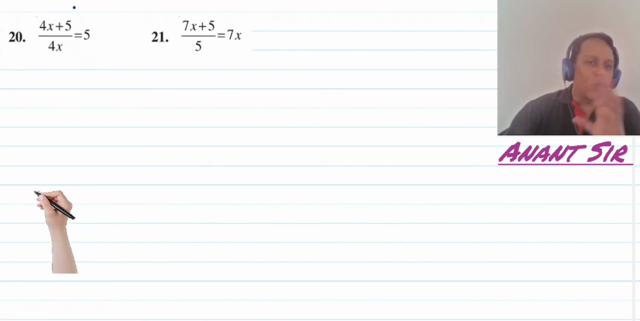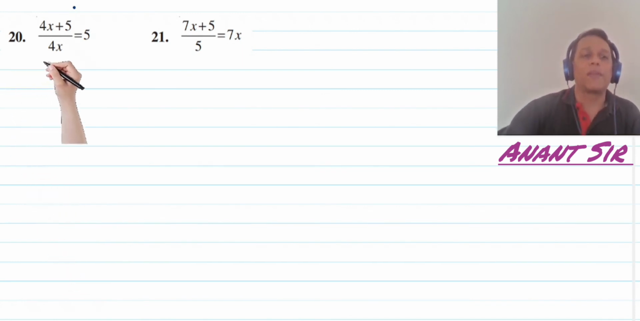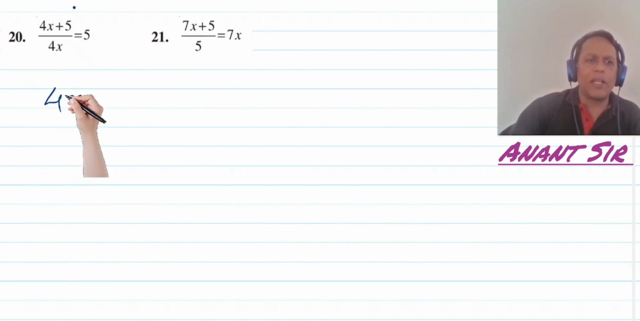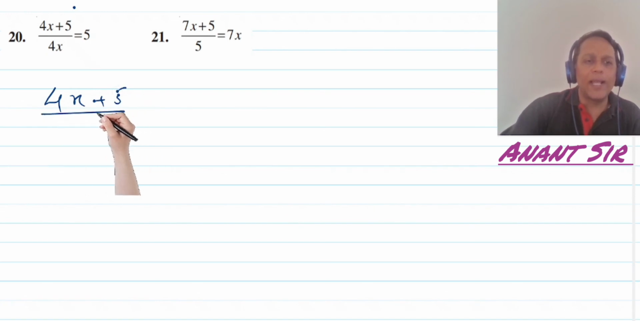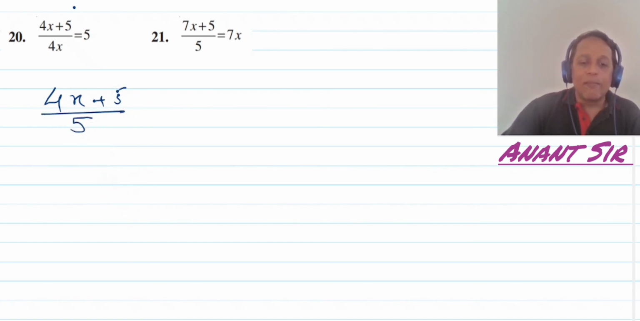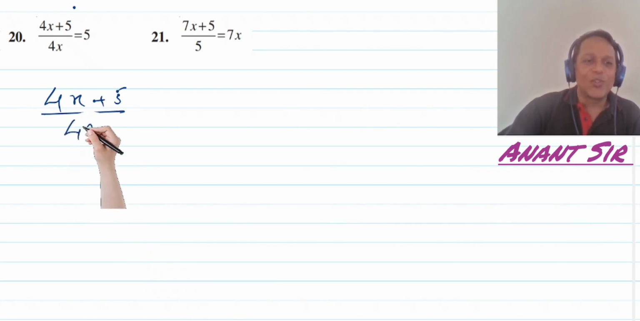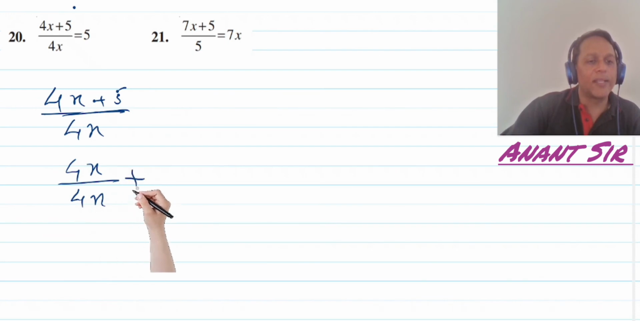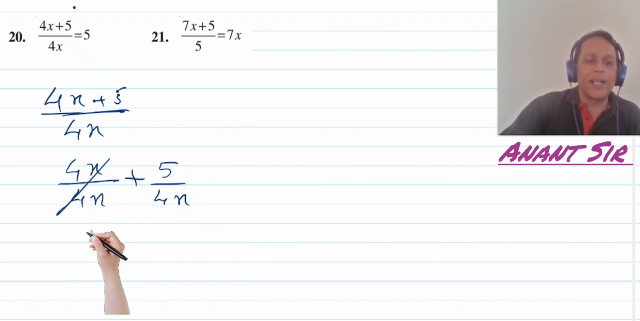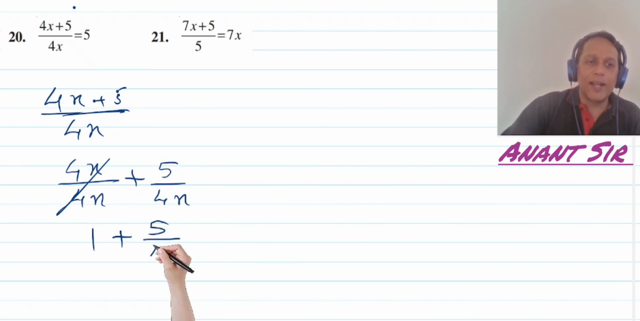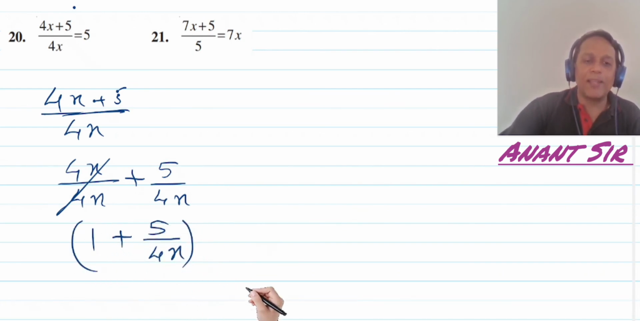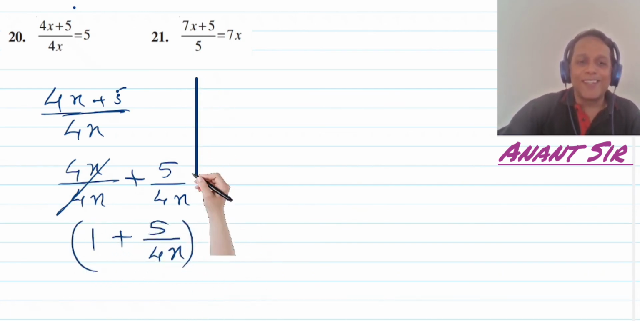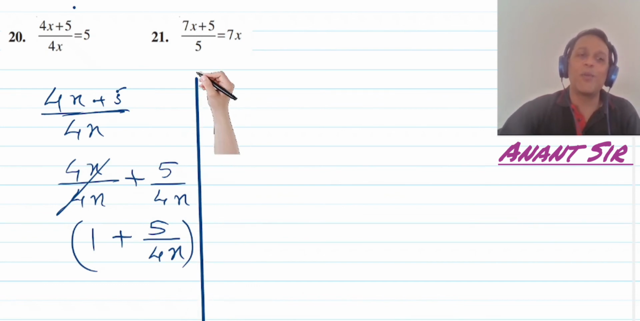So now we move on to last two questions of the chapter, and they are very easy. Okay, I am going to write only the LHS part. 4x plus 5 divided by 4x, it's not 5 divided by 4x. So now we have to separate here 4x by 4x plus 5 by 4x. When I separate this, it gets cancelled, so we get the answer as 1 plus 5 by 4x. This is the answer of question number 20.